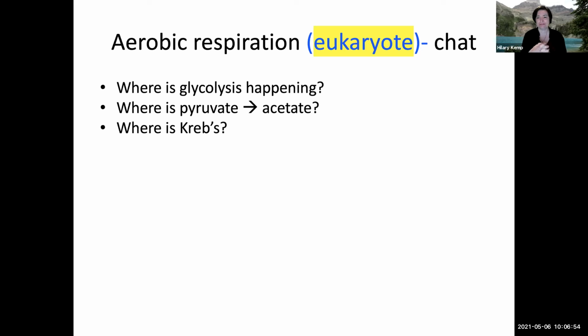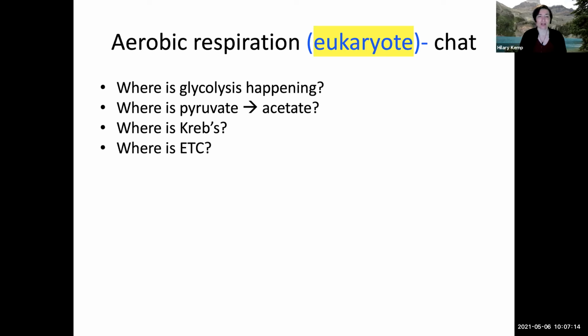Right. So we start in the cytoplasm, we do our glycolysis, we produce pyruvate, we take that pyruvate, we transport it across two membranes into the mitochondrion interior, which we call the mitochondrial matrix. We convert it to acetate, and then we feed it into the Krebs cycle also in the mitochondrial matrix. Good job.